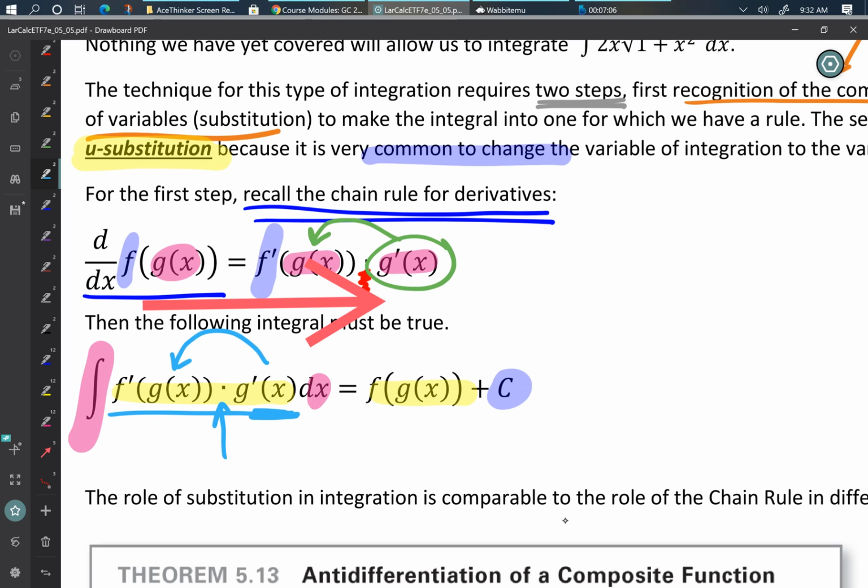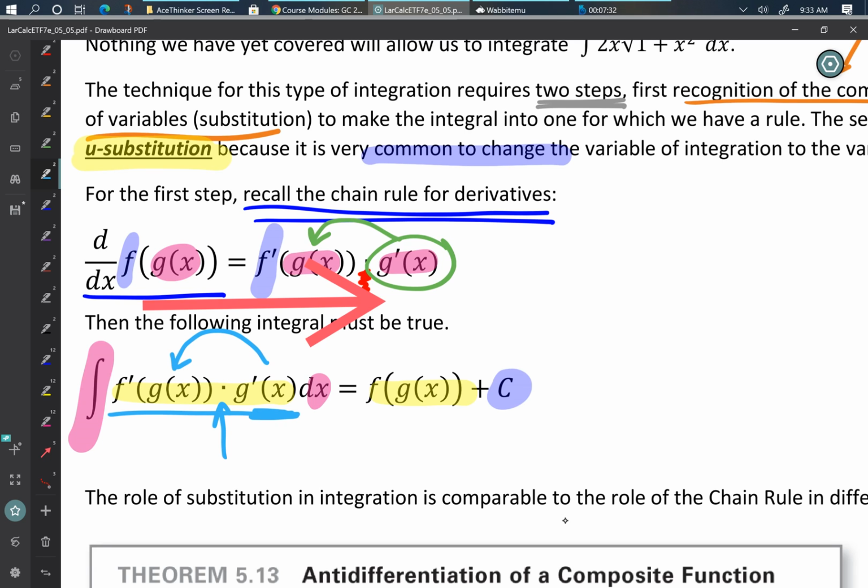Now remember, just because we are in the section on substitution does not mean that everything is substitution. But I will say this. If you talk to any student who's gone through Calc, not just Calc 1, but Calc 2 and Calc 3 and beyond, they will tell you that substitution, by far, is one of the most common integration techniques that we use.